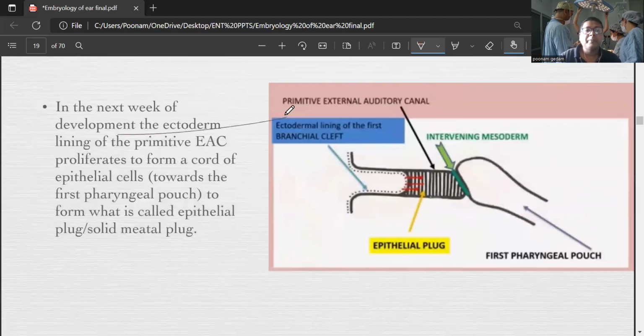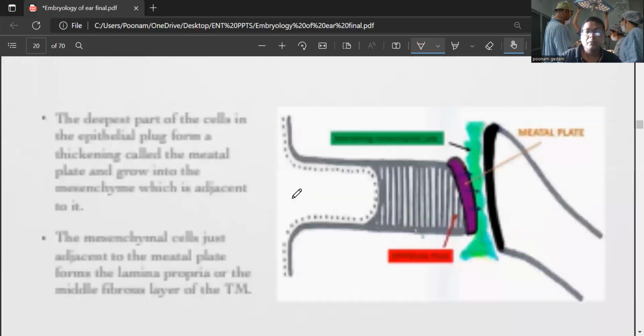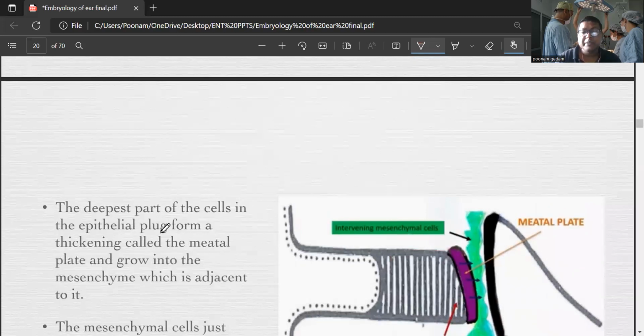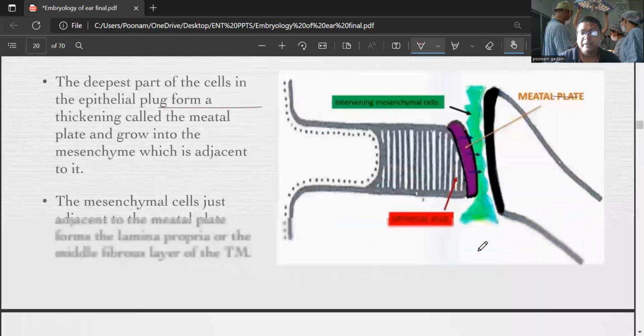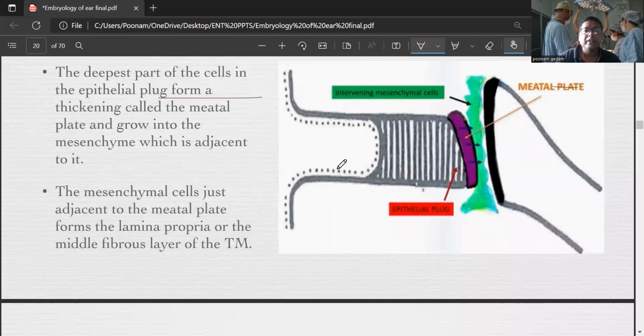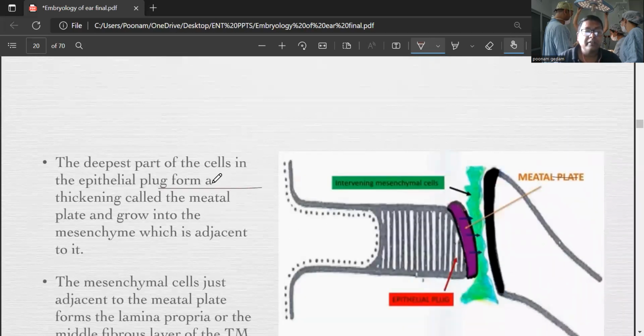In the next week of development, the ectoderm lining of the primitive EAC proliferates to form a cord of epithelial cells towards the first pharyngeal pouch to form what is called the epithelial plug, the solid meatal plug. The deepest part of the cells in the epithelial plug form a thickening called the meatal plate. You can see this is the meatal plate, this is the epithelial plug and this is the intervening mesenchymal cells. The meatal plate grows into the mesenchyme which is adjacent to it.